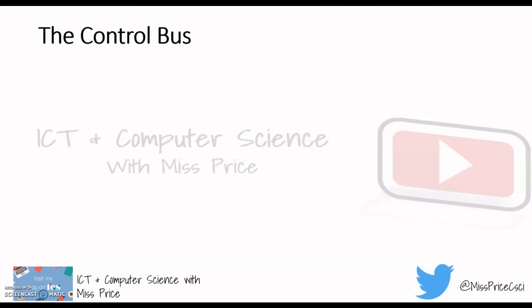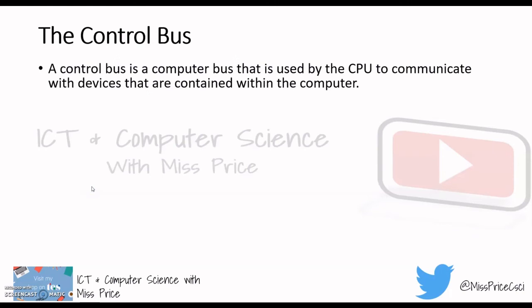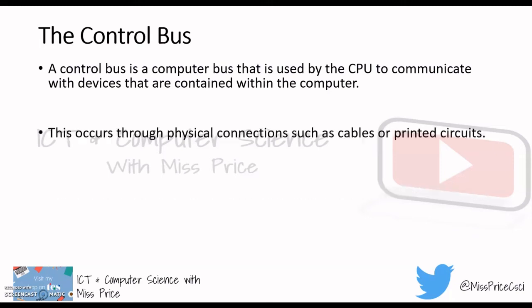Now, I'm going to take a look at the control bus, and then we're going to discuss CPUs. Not CPUs, sorry, I mean USBs. So it's a bus that a computer uses in a CPU to communicate with the devices that are contained within that computer. So this is more internal. As you know, there are devices inside your computer. We've got the ports, we've got the memory, and this is what's used to communicate.